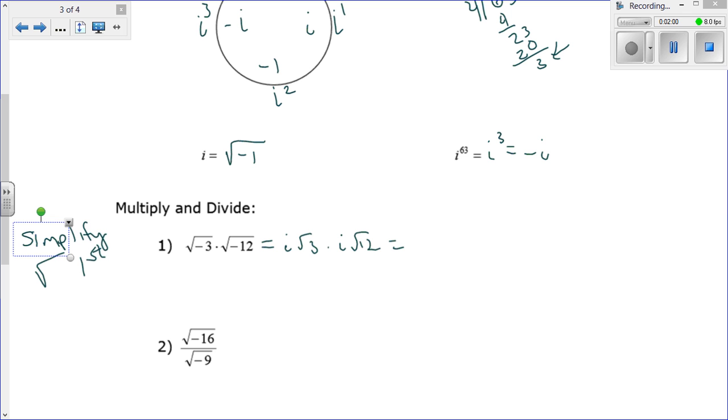And when I multiply outsides, I get i squared. And then I multiply insides, which is 36. And i squared, if we look in our chart, is equal to -1. So it's -1, and the square root of 36 is 6. So my answer is -6. So in this case, it is possible to have a negative under the radical and get a negative answer, or even just get a negative answer when you have radicals.